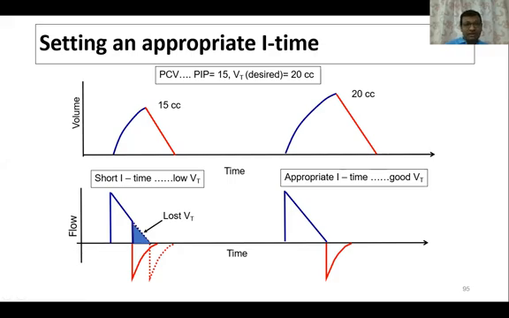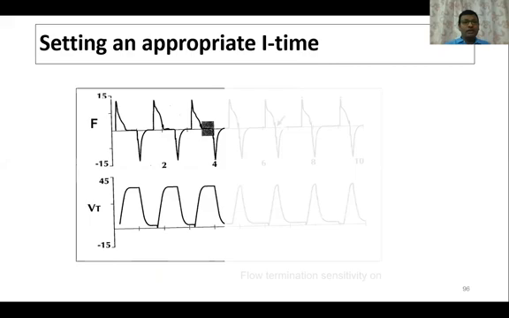Now just look at the next slide. This is a flow waveform in a baby with RDS, and what you see is that there is a fixed I time. Now, what happens in early stages of RDS? You have short time constants and the lungs are stiff. So this fixed I time may help you to get adequate MAP and oxygenation.